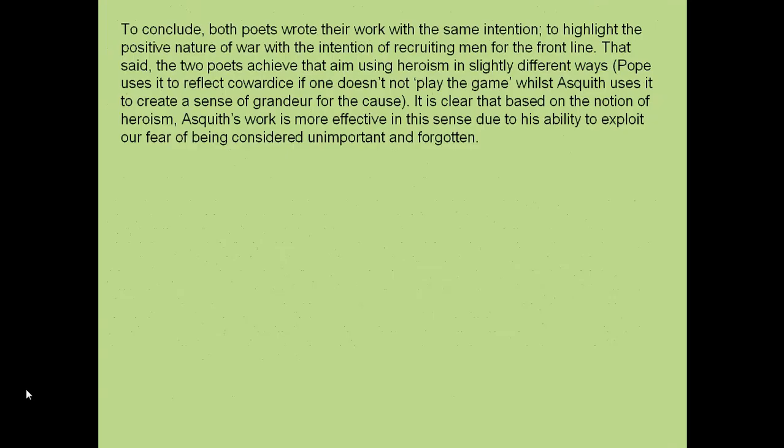So what about my conclusion? Both poets wrote their work with the same intention, they're evaluating, to highlight the positive nature of war with the intention of recruiting men for the front line. That said, the two poets achieved that aim using heroism in slightly different ways. Pope uses it to reflect cowardice if one doesn't take part in the game, whilst Asquith uses it to create a sense of grandeur for the cause. It is clear that based on the notion of heroism, Asquith's work is more effective in this sense, due to his ability to exploit our fear of being considered unimportant and forgotten.